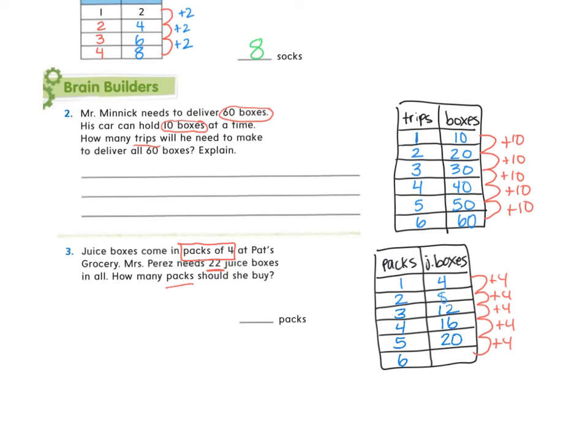I'm sorry, 6 packs would be how many? 20 plus 4 more juice boxes would be 24 juice boxes. Do I have enough now? Yeah, I do. But I'm confused because I didn't get to 22. But that doesn't matter. What matters is that she needed 22, and so I couldn't just buy 5. I had to get another pack, even though that leaves me with 2 extra. All right, so she needs 6 packs. She needs 6 packs of juice boxes.